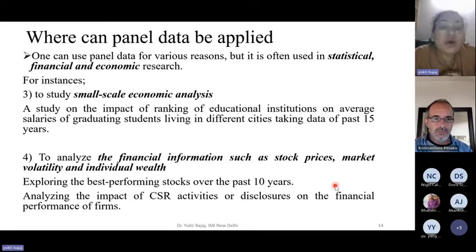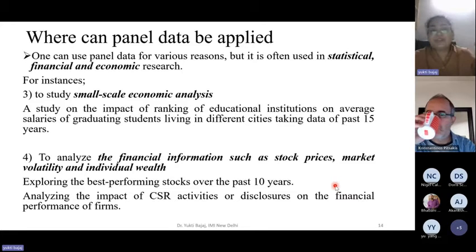Okay, moving ahead to a small scale economic analysis. For example, I would like to see if certain educational institutions are ranked higher than certain others. Likewise, we have rankings at national and international levels. So is it really true that the ones which are ranked on a higher scale are providing higher average salaries to their students? If you want to investigate that, you pick up the data of, say, the past 15 to 20 years, look at their average salaries, and identify whether this is actually happening or not. So this is one example of small scale economic analysis being done.